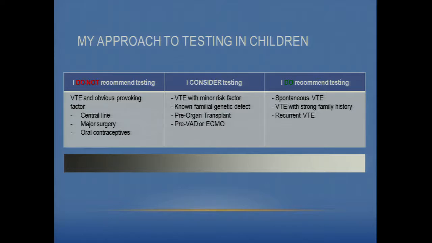What about on the opposite end of the spectrum? Patients I definitely do recommend testing. So any child who has a spontaneous venous thromboembolism, that is rare and it's not normal and it should be investigated. Any child who has a venous thromboembolism with a strong family history, so multiple family members have had thrombosis at an early age, et cetera, that is a patient that I would recommend testing because you're more likely to find a positive test result that could inform your future management, including things like counseling and prophylaxis in high-risk situations. Any child with recurrent VTE, I would recommend testing. And then there's this gray area in the middle.